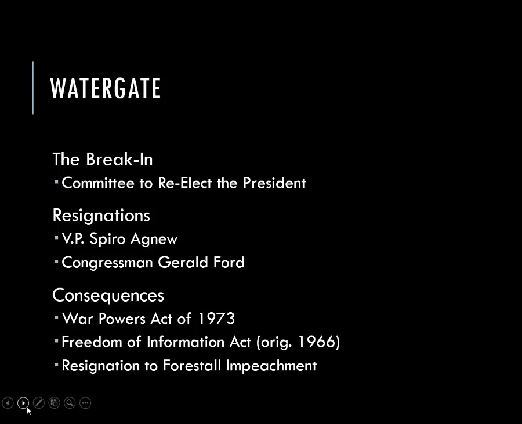His actions also had political consequences. Congress responded to both the Vietnam War and Watergate scandal by passing several laws that would hopefully preempt future abuses of presidential power. The War Powers Act of 1973 required congressional approval of any commitment of combat troops beyond 90 days, and it also strengthened the 1966 Freedom of Information Act.